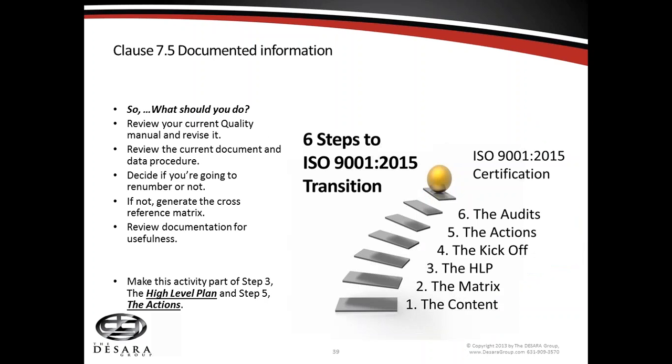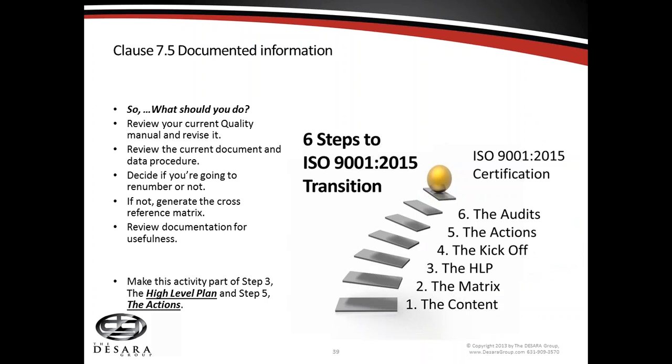All right, what should we do from 7.5? Here's the list of actions. Clearly review the manual and revise it. You know, take this opportunity to clean it up. Review your current document and data procedures. It should be in line with what the new standard has, but make sure it's there. Make sure you haven't forgotten anything. And make a final decision if you're going to renumber or not renumber, and if not, generate that cross-reference matrix.